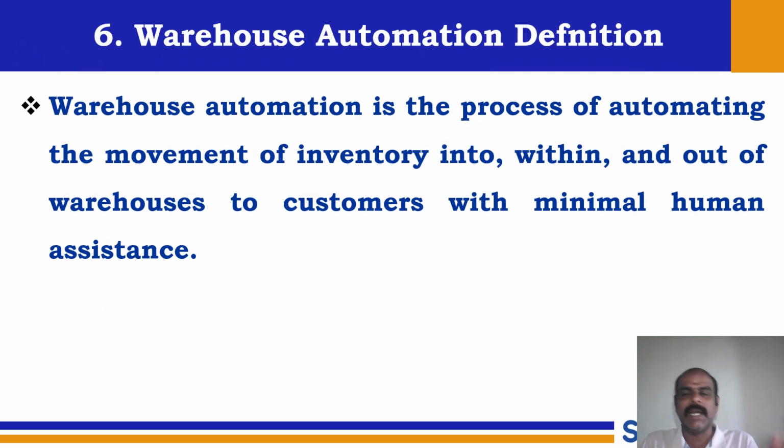Now, we'll combine both. Earlier we learned what the warehouse process is and now we know what automation is. Now let us make a combination of both these things. So warehouse automation is the process of automating the warehouse. This is going to be a little bit vague, so let us go still deeper. Warehouse automation is the process of automating the movement of inventory into, within and out of warehouses. So these are the three things.